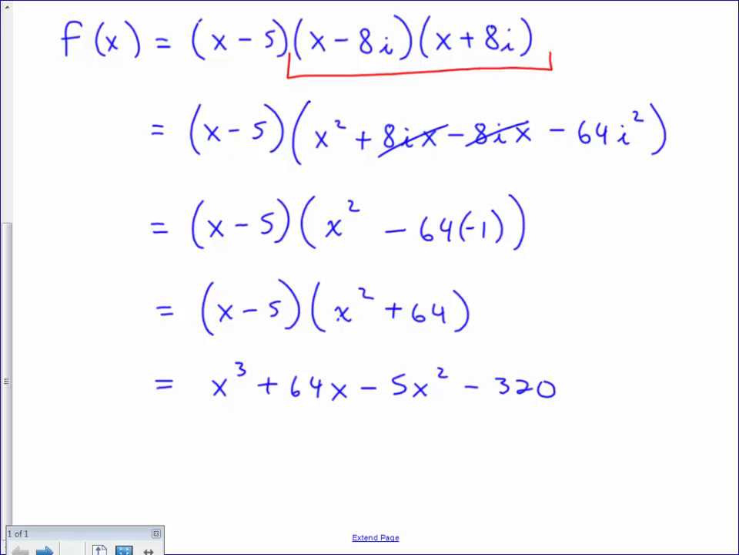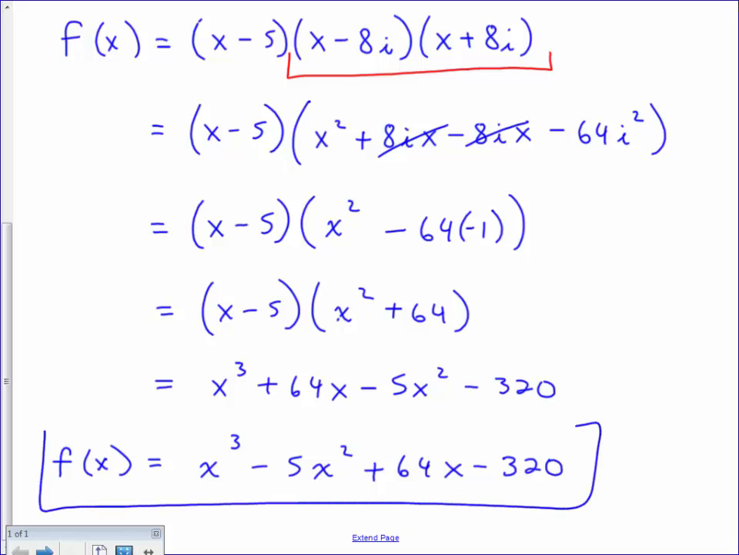Now, it asks for my function in standard form. That means all the terms need to be added or subtracted, which they are, but it also means that they need to be in descending order. I see I have a couple of terms that are out of order. So I'll write my x cubed, my negative 5x squared next, and then my 64x, and then my minus 320 at the end. And this is the polynomial function that we are looking for.